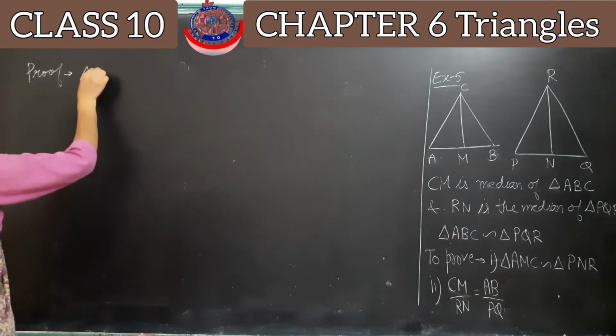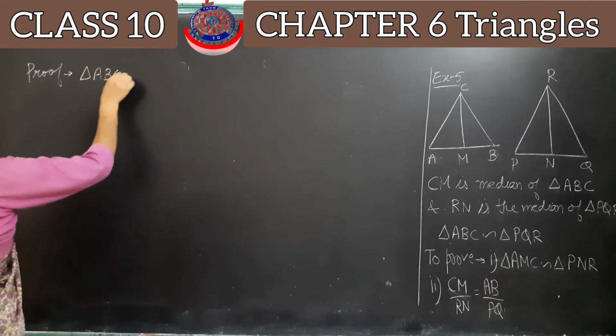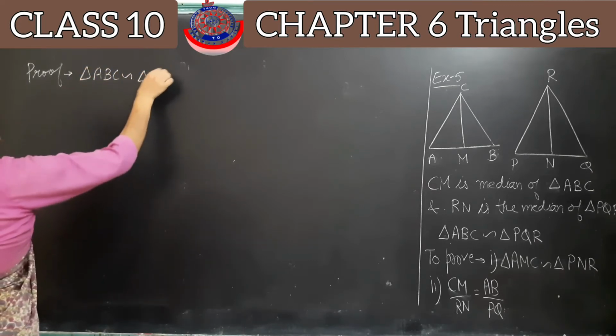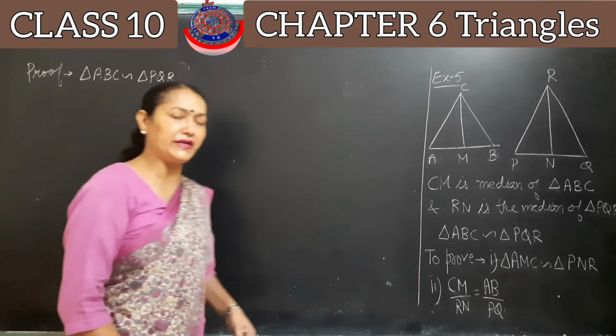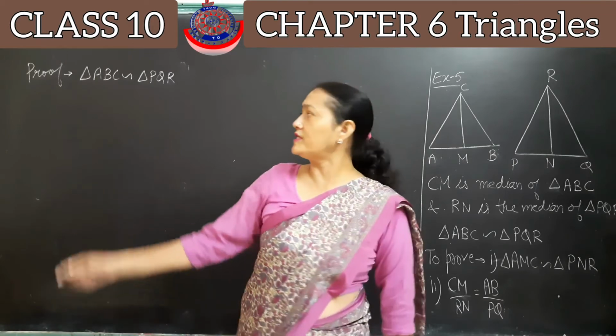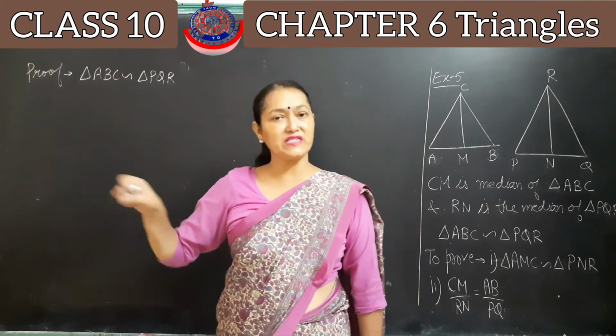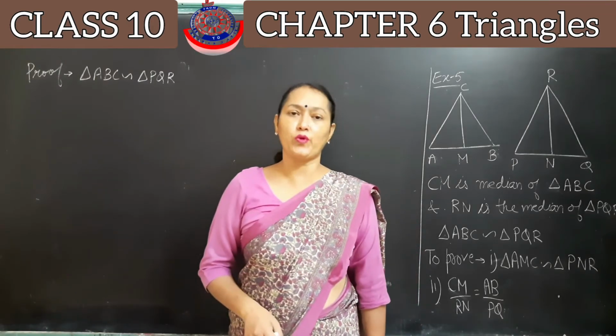If they are saying triangle ABC is similar to triangle PQR, then by the definition of similarity, we know that in these two triangles, all the angles will be equal and sides will be proportionate.